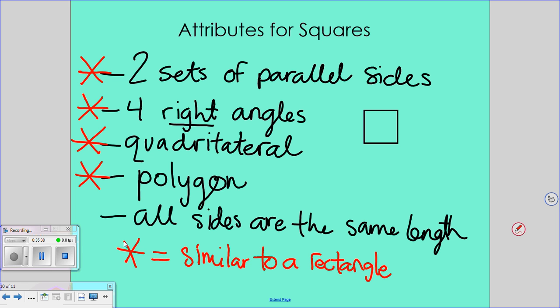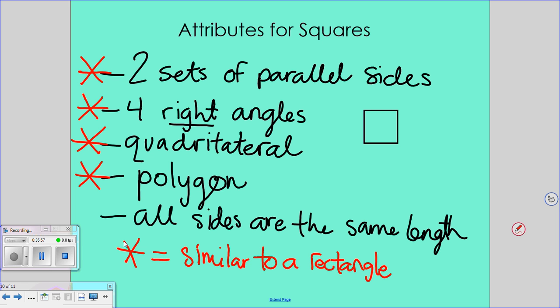Does a square have two sets of parallel lines? Yes. Is a square a quadrilateral? Yes. Does a square have 4 right angles? Yes. Is a square a polygon? Yes. Does it meet all those rules? Yes. So a square is a rectangle.